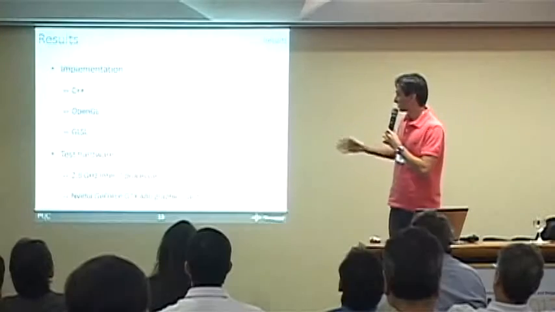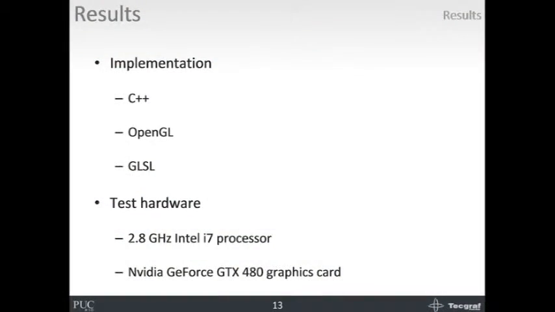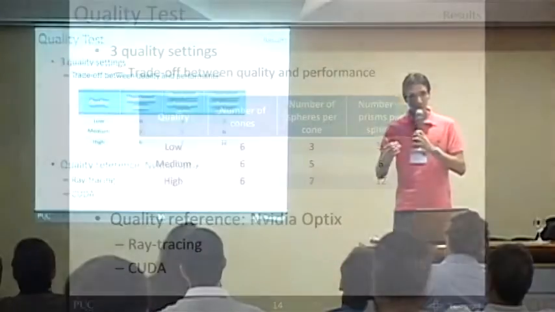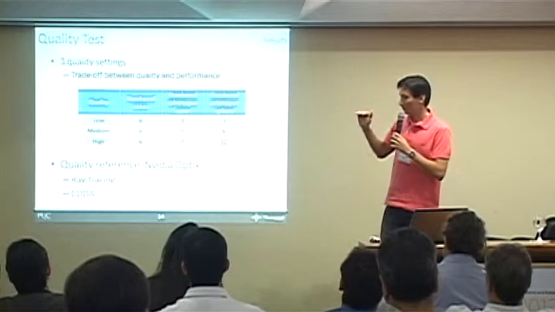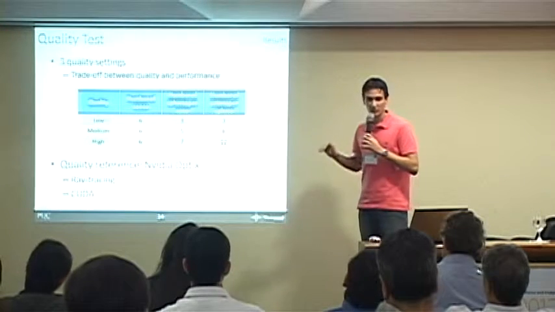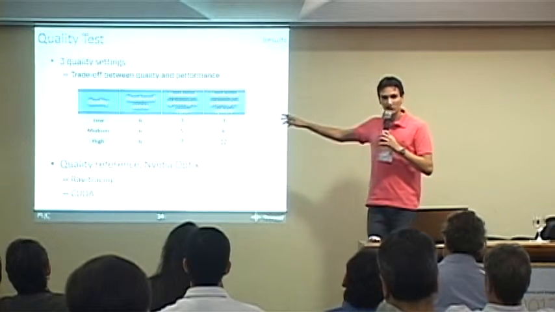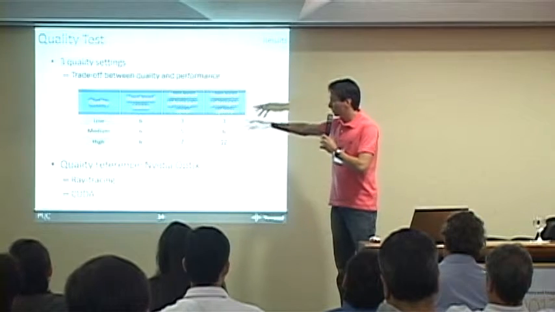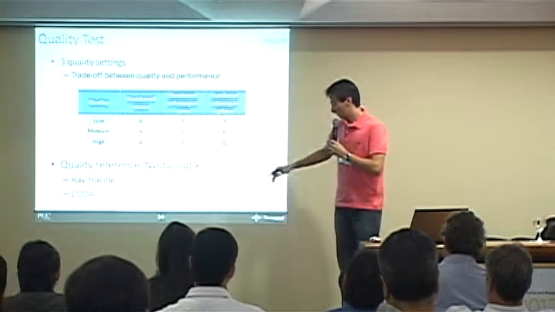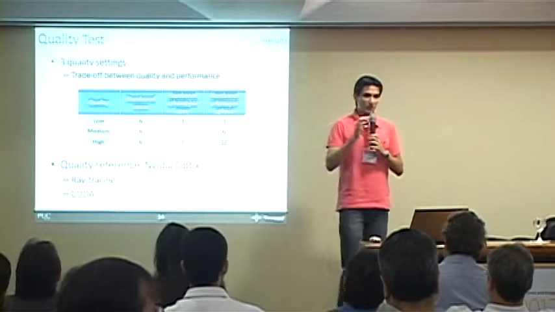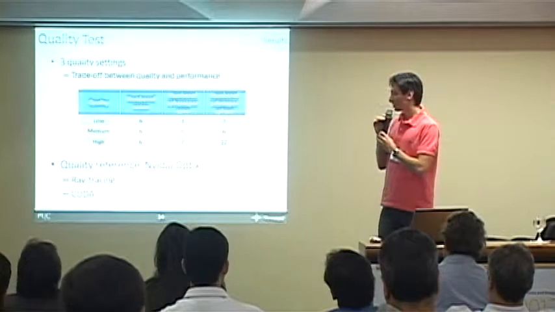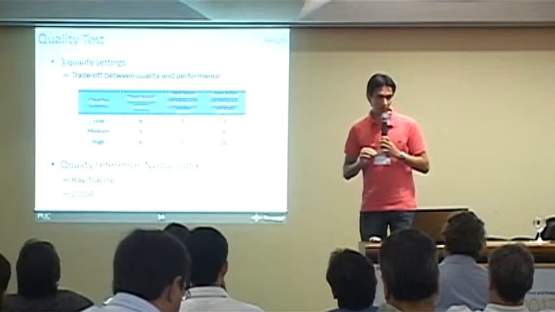Some results. Just limitations: C++, using OpenGL and the shading language GLSL. To test our result, we propose 3 quality settings with varying trade-offs between quality and performance. These are the attributes that we vary for each of the quality settings, and we can see here that the number of cones was fixed. We chose to fix it because it was good enough for all the quality settings.